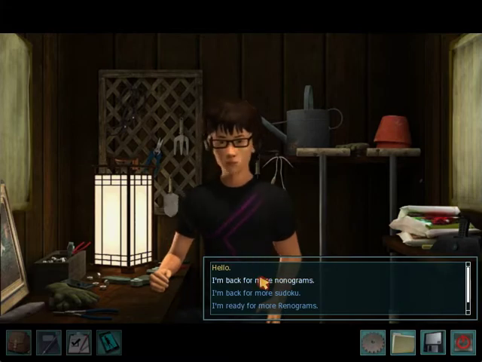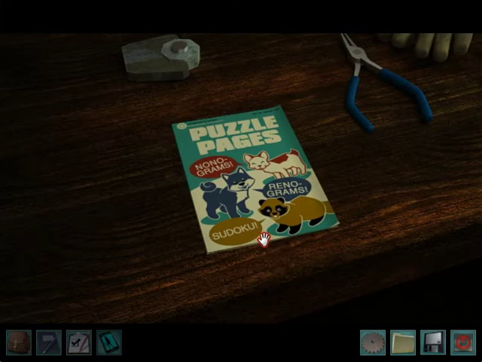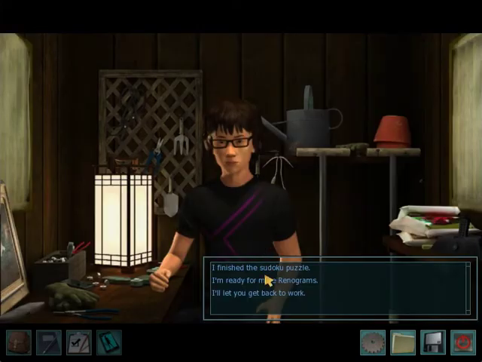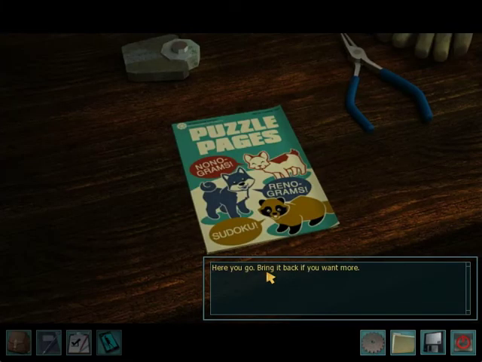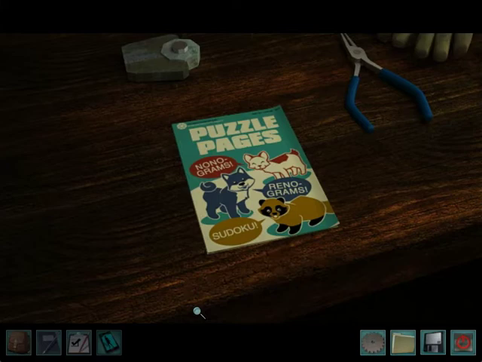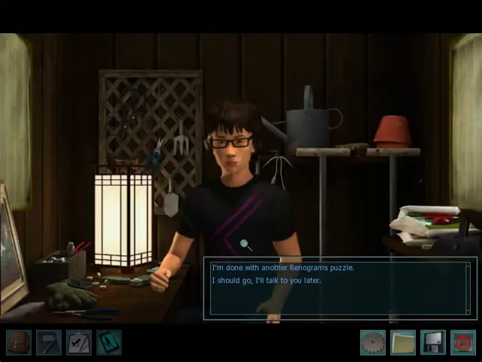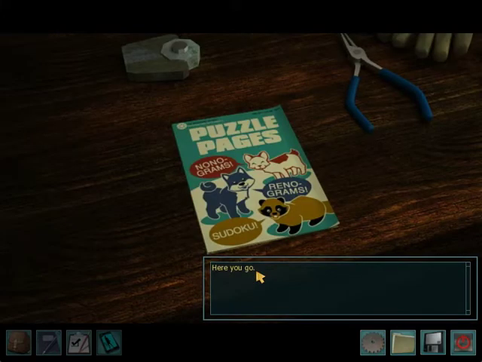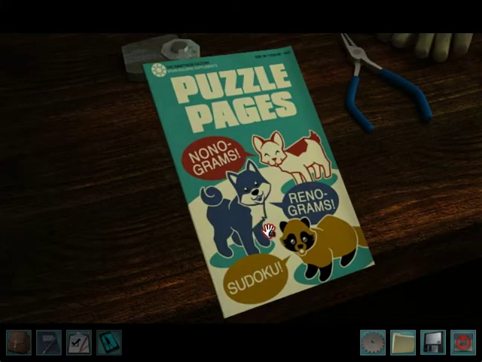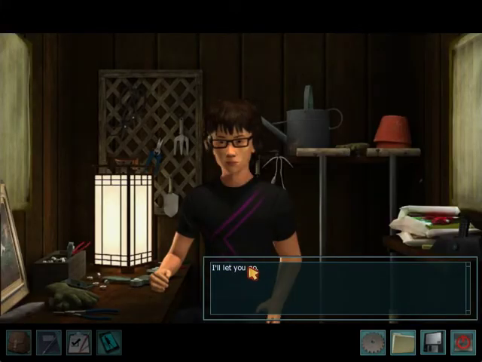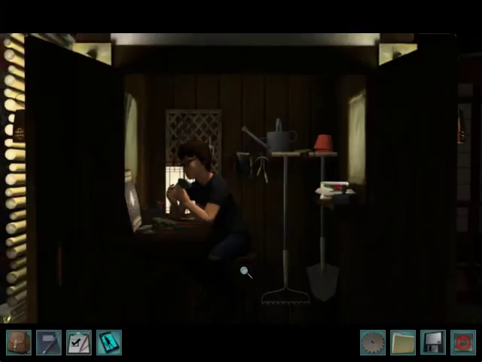Hello. I'm back for more nonograms. Here you go. There's another one? You can't be serious. I thought that was the last one. I finished the Sudoku puzzle. Here you go. Bring it back if you want more. Wow, there are a lot more of these than I thought. I'm done with another nonogram puzzle. Here you go. Okay, wow, okay. I'll let you go. Bye.